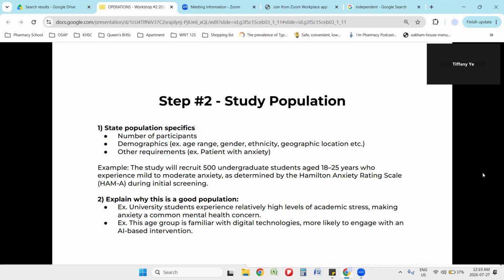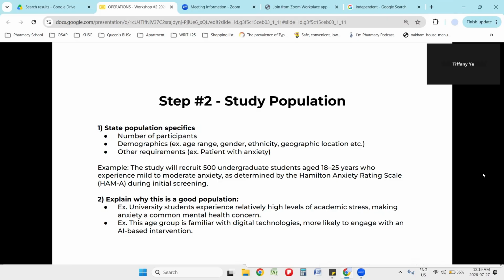So when you're thinking of developing a study population, you should think about the population specifics. So you should clarify the number of participants you want in your study, whether that be 200, 500, 1,000. Typically, having more participants is better because that ensures that your data is more generalizable to a broader population, therefore more credible.